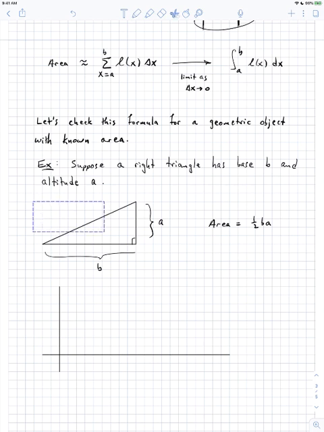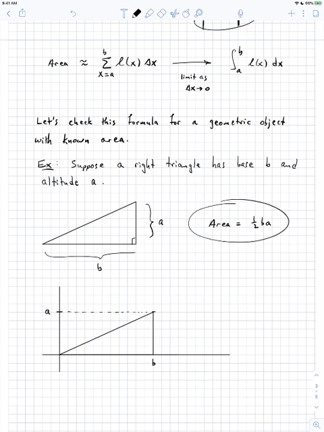Let me just copy and paste it. So that way we can be sure we have the same one. There we are. So we know that the base is B, so this length right there is B. And we know that the altitude is A, so that means this is A here. And now you can see what I've done here is I've drawn a rectangle with sides of length B and A. And of course the triangle is half of that, so that's how we know that the formula is correct. But let's use this basic principle of area to compute the area, just so we know how it works.